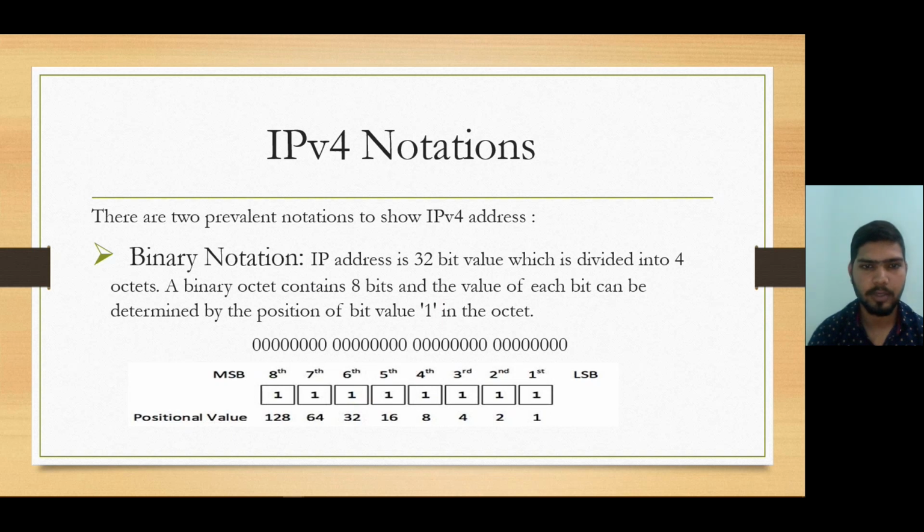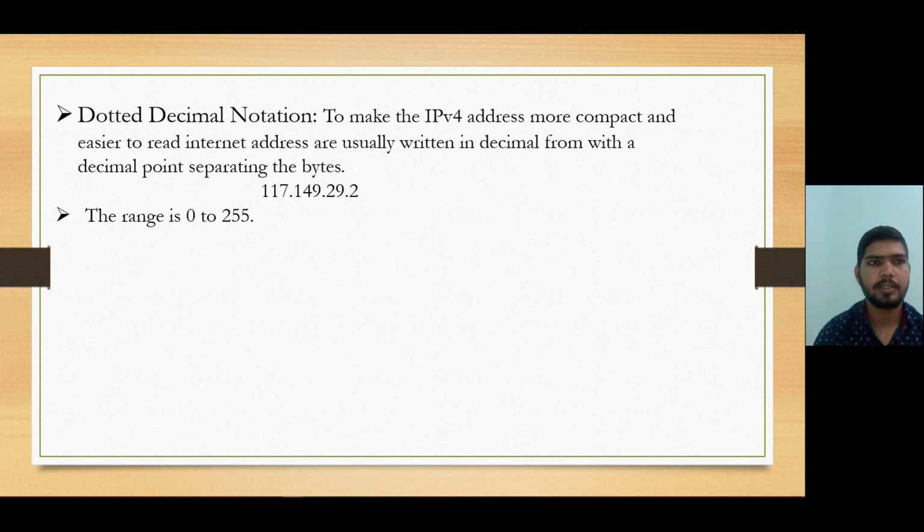Here is an example of binary notation. It is represented by 0s and 1s. The first octet has 8 bits, and here are the positional values: 128, 64, 32, 16, 8, 4, 2, and 1.